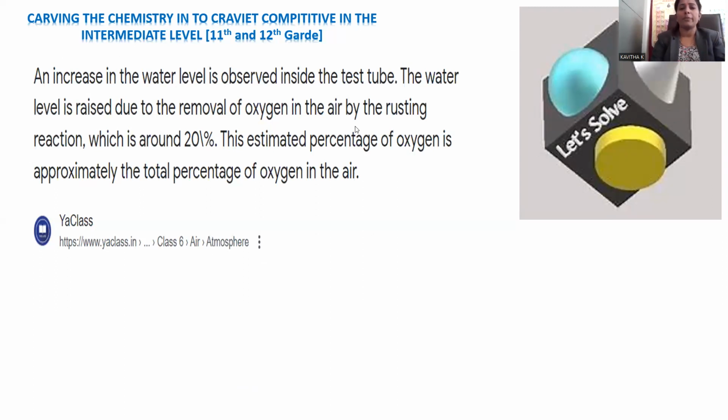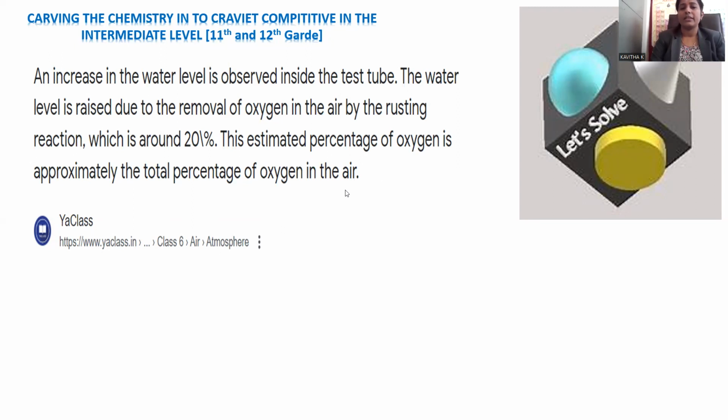Air oxygen got removed. Why? Because that oxygen combined with iron. Whenever oxygen reacts with iron, it will be converted into rust. Rust is chemically designated as hydrated ferric oxide. We can mention it as hydrated ferric oxide, right? Whenever the oxygen content in the air decreases because of this rusting or corrosion process, around 20% oxygen gets consumed. This decrease in the level of oxygen in the air can reduce the pressure, so that the water level got raised. This estimated percentage of oxygen is approximately the total percentage of oxygen present in the air.